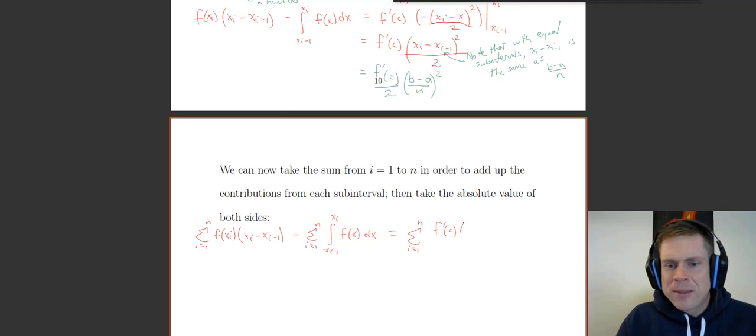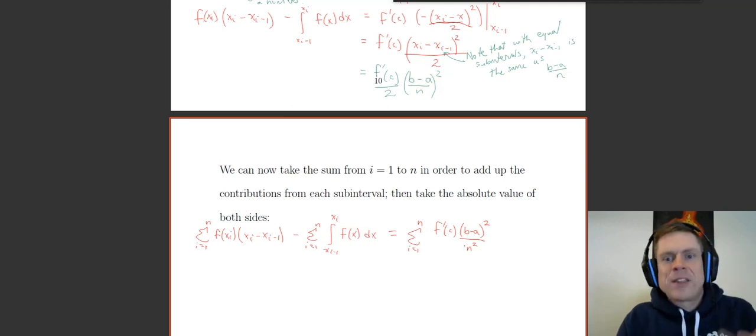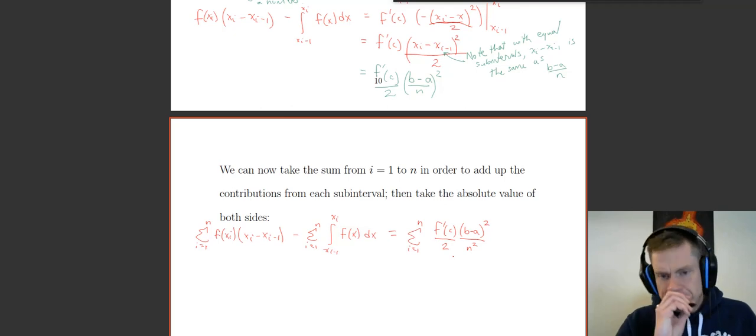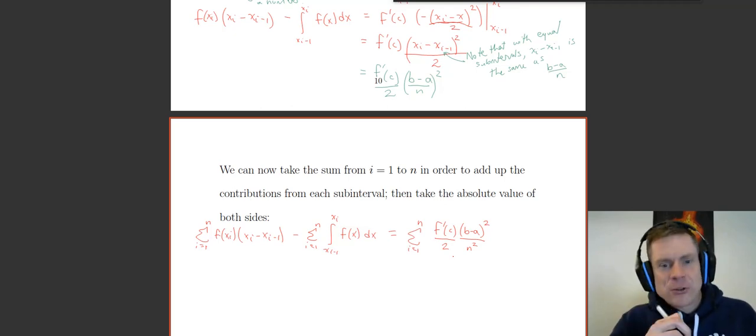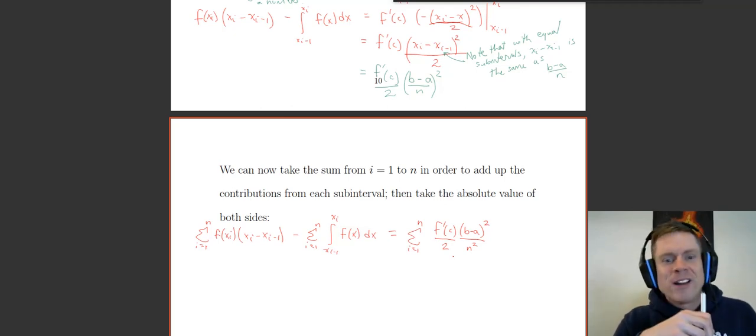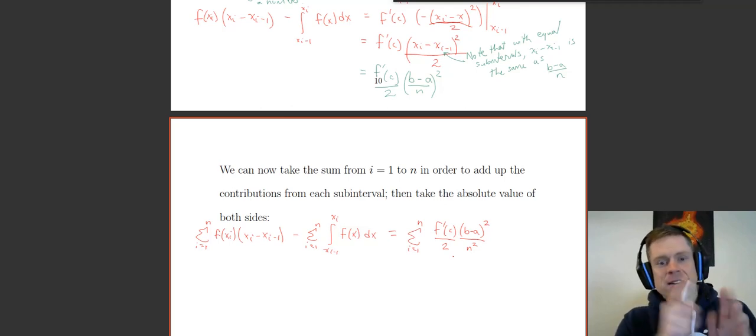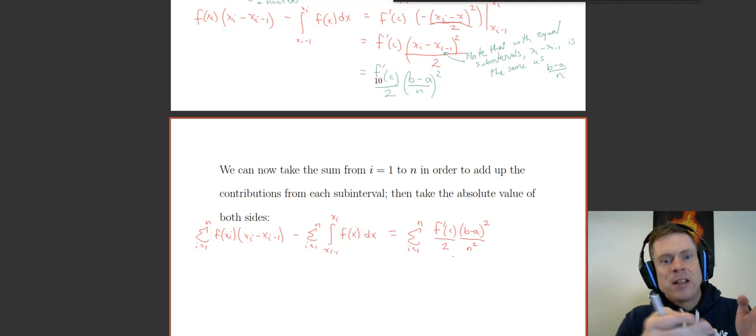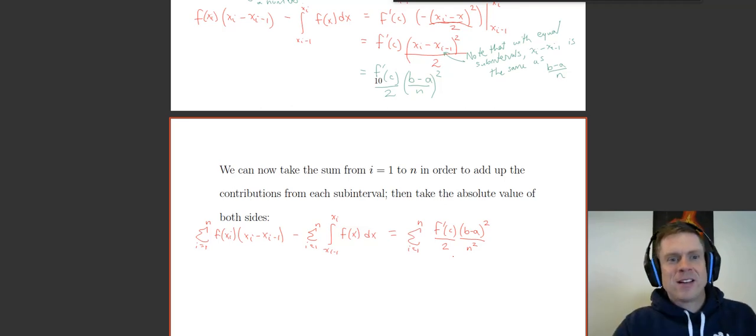I'm going to write this down maybe as b minus a squared, just separating this out. This is n squared. Imagine evaluating that n, right? And I'm still going to have that 2 kicked out front just like that. Okay, I want to look at each of those pieces, because the first one is really familiar. If you think about it, the first one is a height times a width, the ith one, and I'm summing all of them up. What is that? That's nothing more than our Riemann sum.